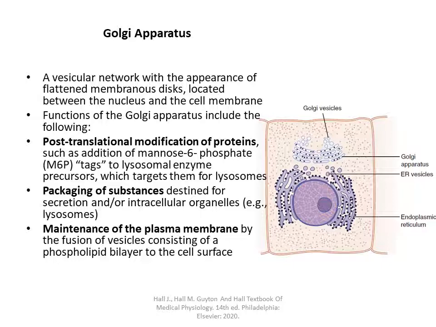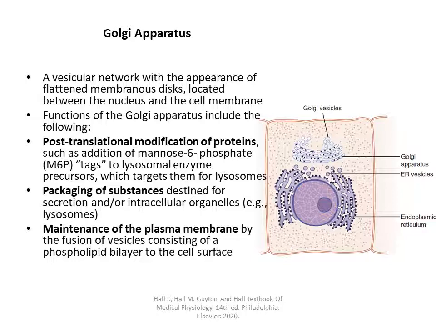Once these tags are added, these enzymes will go to the lysosomes. Packaging of substances destined for secretion and/or intracellular organelles, for example lysosomes, which bud off from the Golgi apparatus. So they package the substances which are either meant to be secreted out of the cell or to be kept inside.